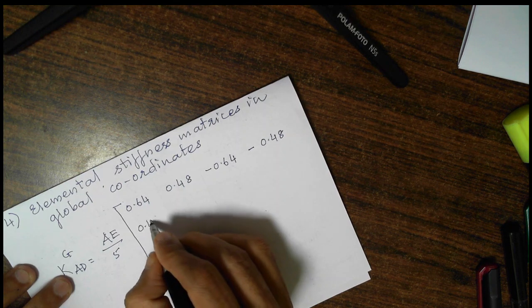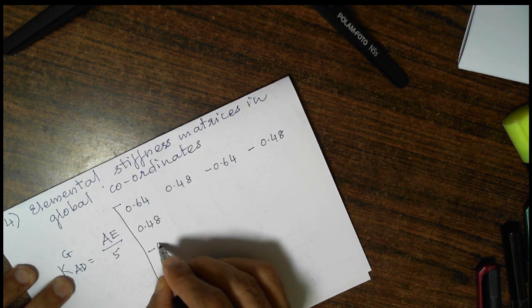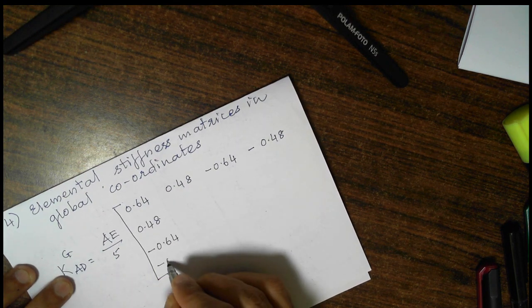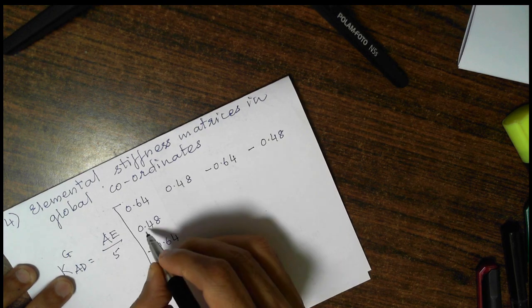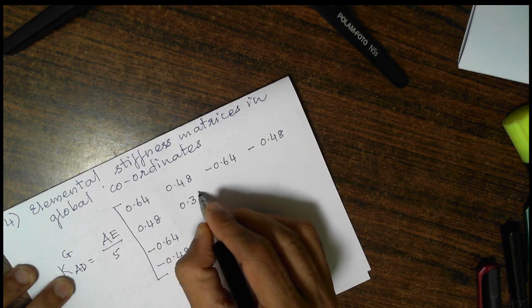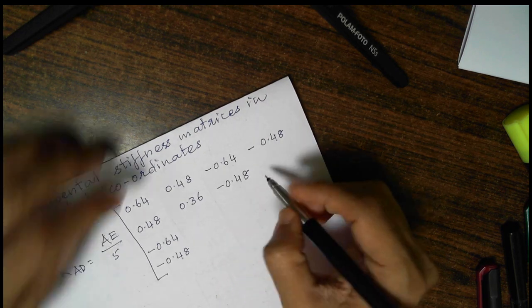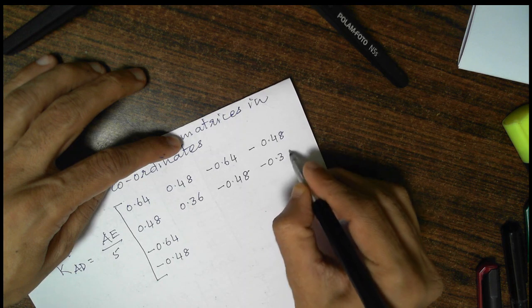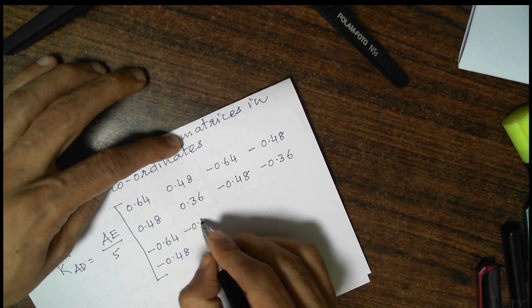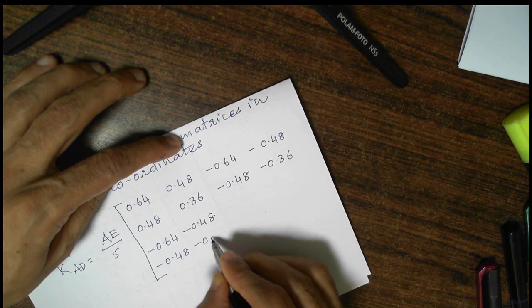So same is the column. I know the column and rows are same, so I am writing it as it is. Next, it is CS and S square, that is 0.36, minus CS, that is minus 0.48, and minus S square, that is minus 0.36. Same is the column, minus 0.48, minus 0.36.